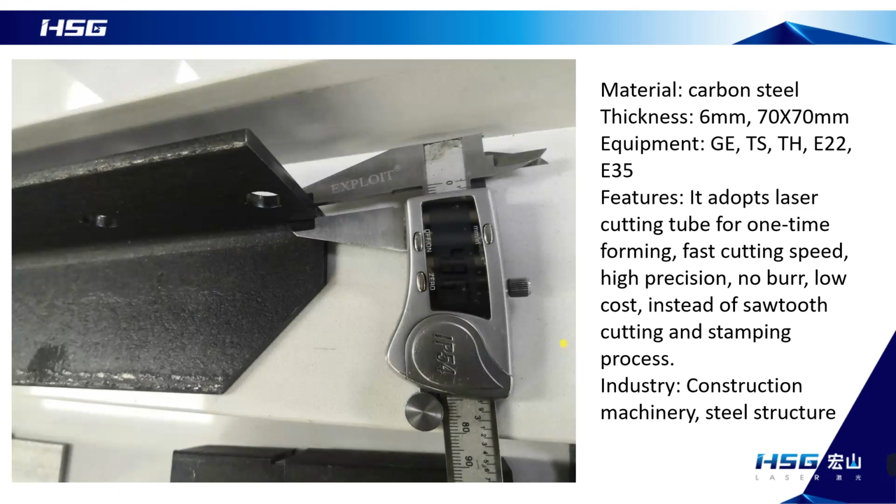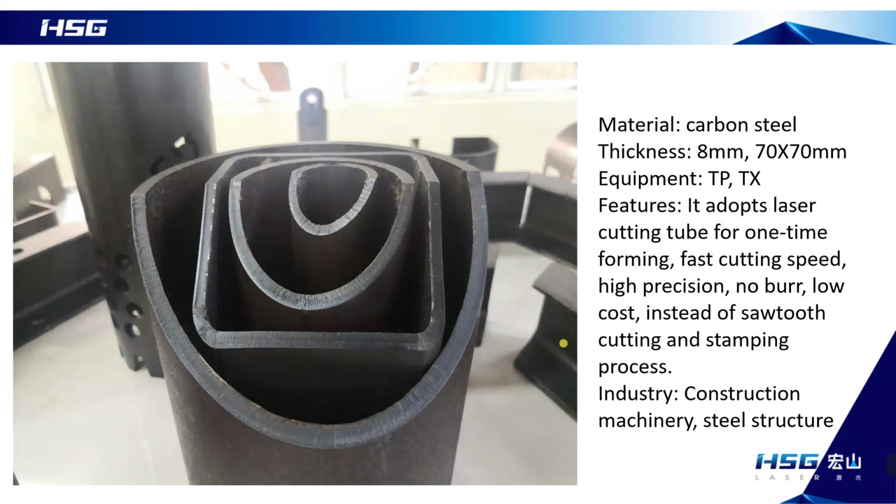This is an angle steel. Also can use GE sheet pipe machine, TS, TH, E22, E35 professional pipe cutting machine. It's also used in steel structures or construction machinery. It is an 8 mm carbon steel pipe bevel cutting process. The machine is using TP65S and TX65. These two machines carry out a bevel cutting. It mainly reflects our bevel cutting technology compared with TS65.